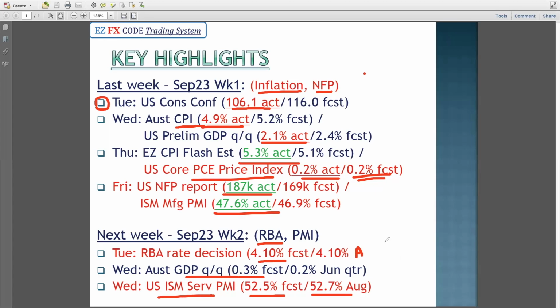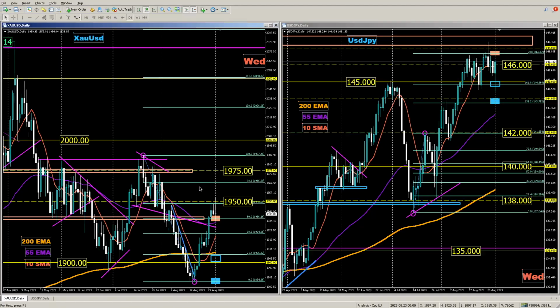So let's see if this week the charts will show whether the price action will continue the recovery for the US dollar after the initial dip, but then finding some support. So let's move back to the analysis. Let's begin with spot gold.